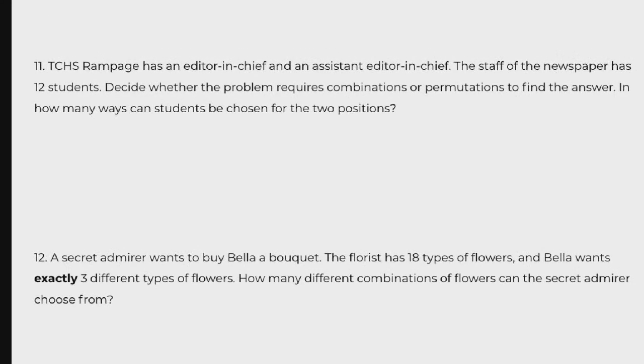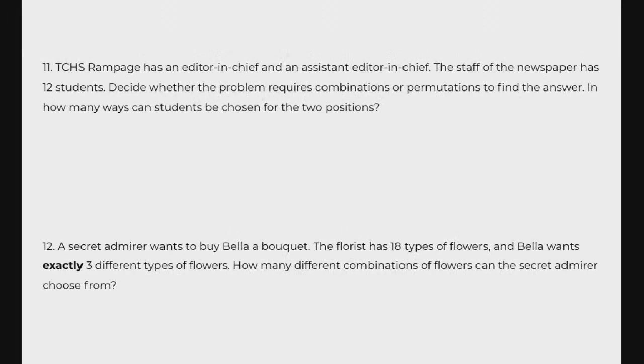Okay, so number 11, it says TCHS Rampage has an editor-in-chief and an assistant editor-in-chief. The staff of the newspaper has 12 students. Decide whether the problem requires combinations or permutations to find the answer. In how many ways can students be chosen for the two positions?